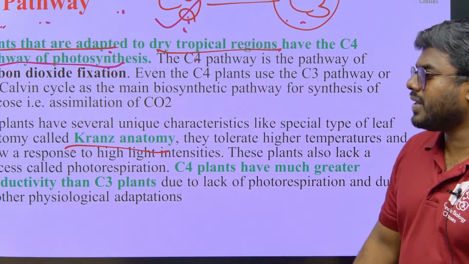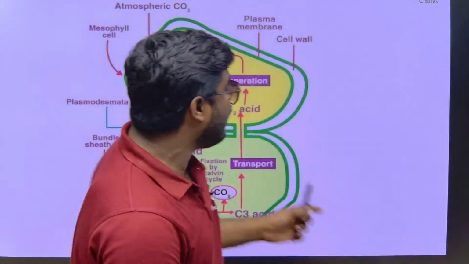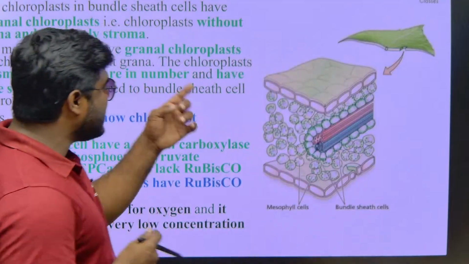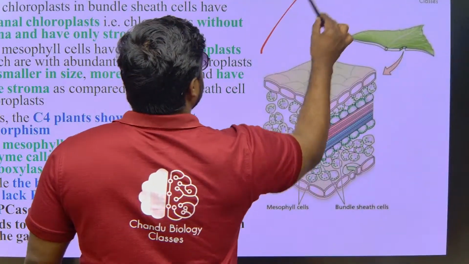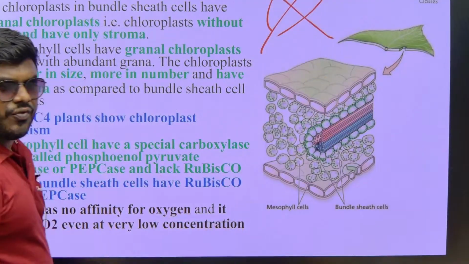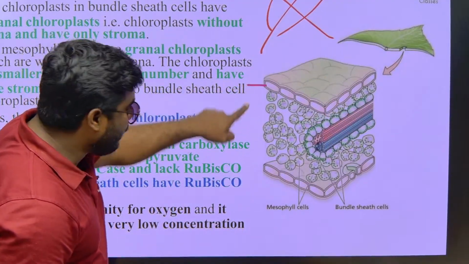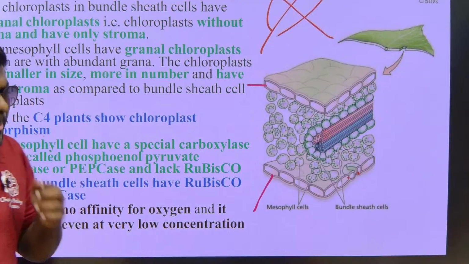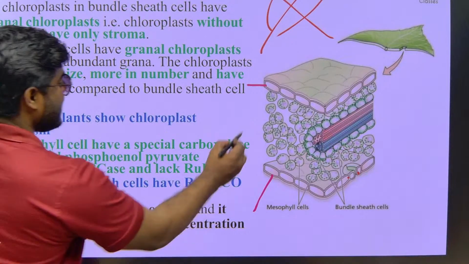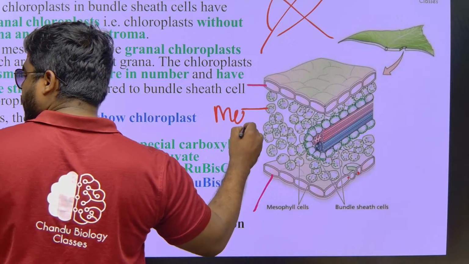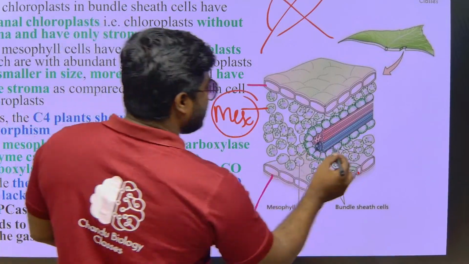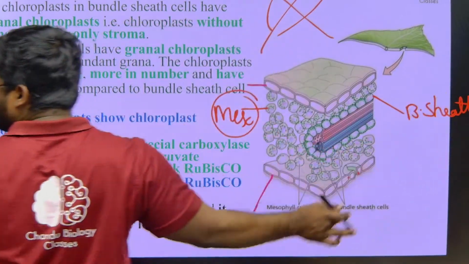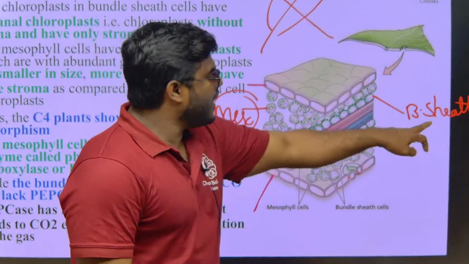The moment you hear the name Kranz anatomy, the common statement you have to recall is that it is only present in which plants? C4 plants. Okay. Now friends, don't get confused. This is exactly Kranz anatomy. Suppose you take a leaf and do a cross section of it. This is the upper epidermis, this is the lower epidermis, which contains guard cells followed by stomata. Now there are two types of cells. These cells are mesophyll cells, and these cells are bundle sheath cells. Try to watch the previous class, it becomes clear.